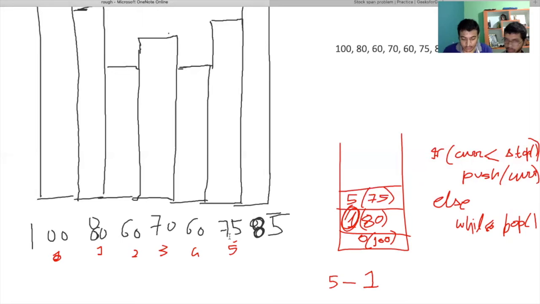So now we observe that 85 is greater than the top of the stack, 85 is greater than 75. So we start to pop elements out of the stack. We pop 75, now we see 80 is also less than 85. So we pop this also out of the stack.